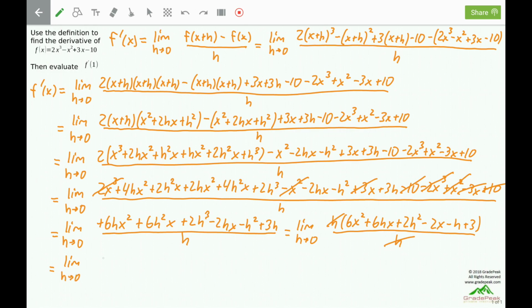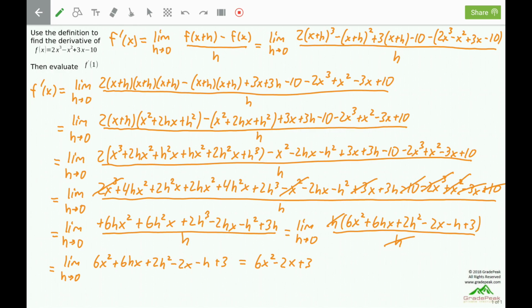Let's rewrite what we have before we do that. So we have a 6x squared. We have a plus 6hx. We have a plus 2h squared, a minus 2x, a minus h, and a plus 3. Plugging a 0 into the remaining h's, all of the terms that have an h left in them are going to become 0. So I'm going to be left with 6x squared minus 2x and plus 3. And that's our derivative function.